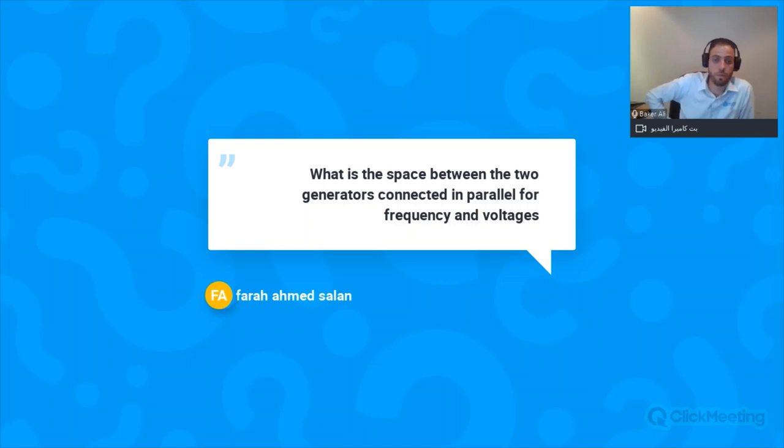For the space between the two generators, I told you before, between the generators you have to keep 1 meter plus 1 meter, so 2 meters between the two generators. And around the generators, you also have to keep minimum 1 meter. This is the minimum. If you can keep more, I told you this is better.